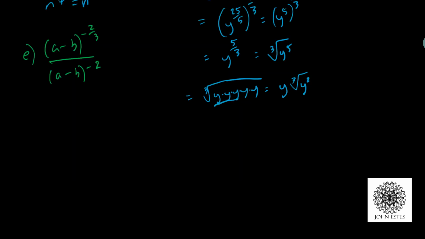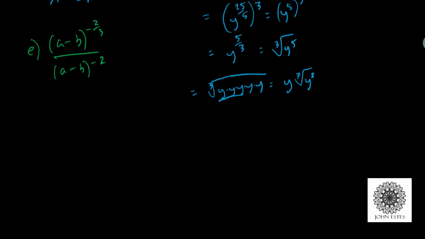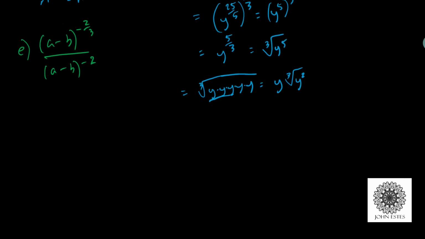So lastly, looking at E, we have a minus b to the negative 2/3 power all over a minus b to the negative 2 power. Okay, so this time, since I'm dividing, it would be easiest to multiply by its reciprocal, or in other words, let's take that negative 2 in the denominator. We're going to bring everything up to the numerator and flip the sign of that negative 2 to give me positive 2. That way, when I multiply, all I have to do is add the exponents. So that's negative 2/3 plus 2.